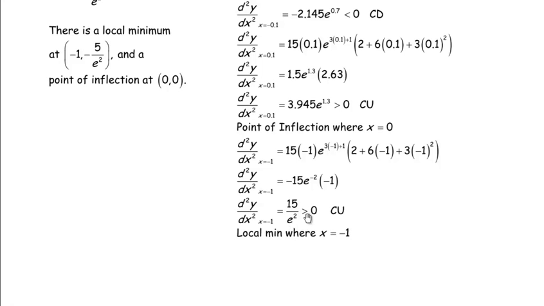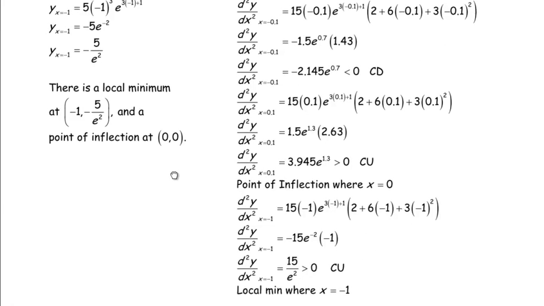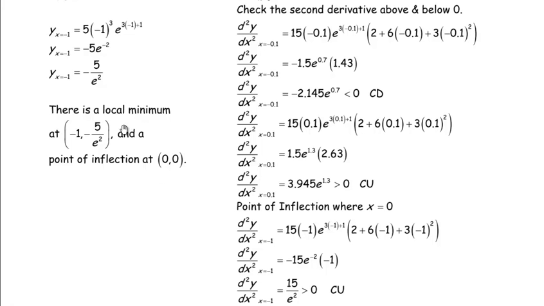That's positive, so that's going to be greater than 0. That means that if it's greater than 0, it's concave up. So there's a local minimum there. It looks like that. So there's a local minimum at this negative 1 comma negative 5 over e squared point. And the 0, 0 wasn't a maximum. It's actually a point of inflection because concavity actually changes there.